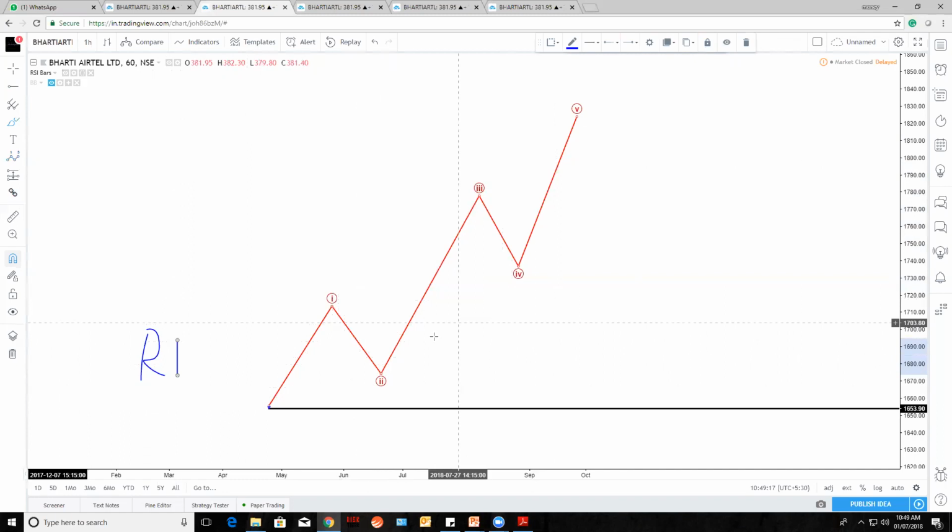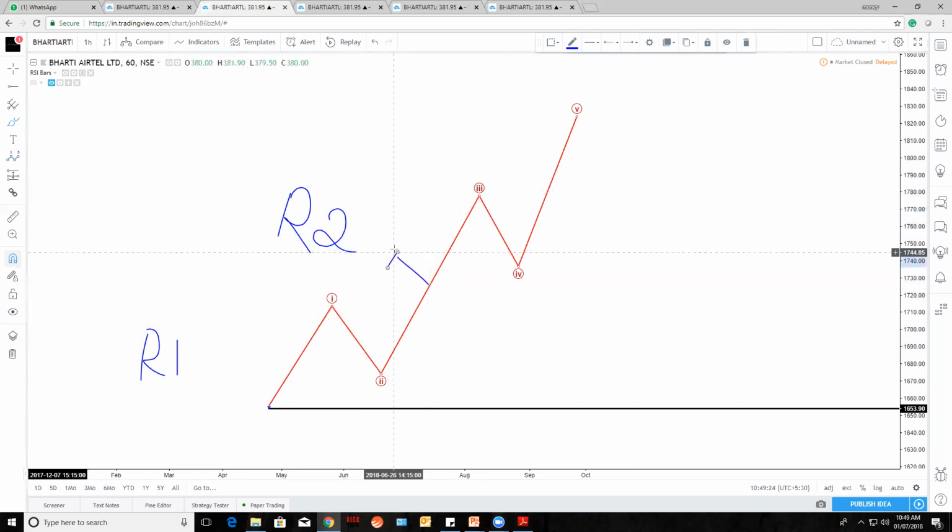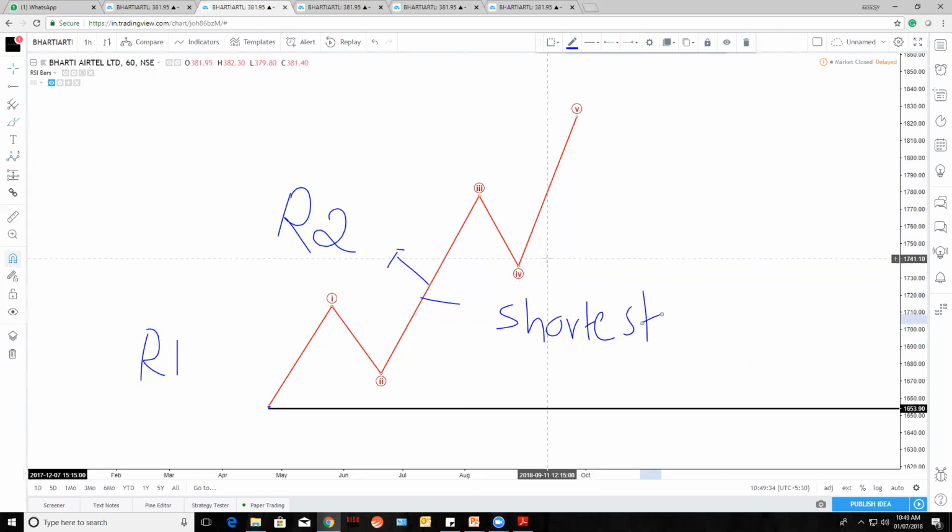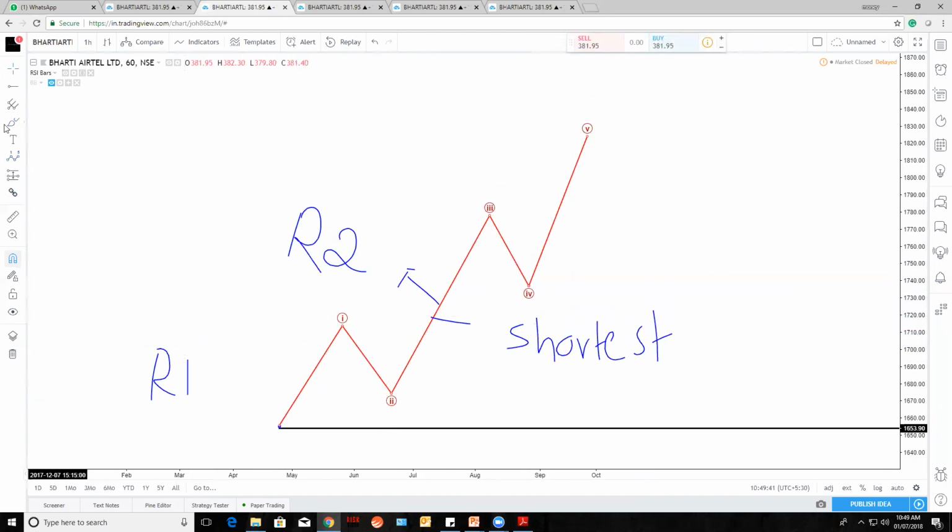So what is rule number 2? Rule number 2 is about wave 3. Wave 3 cannot be the shortest wave. Okay, I will go through this rule once again. R2 is: wave 3 cannot be the shortest wave.